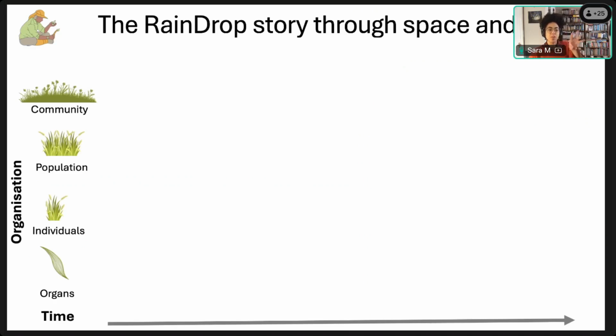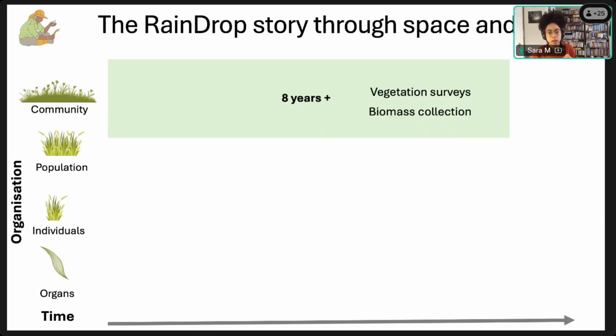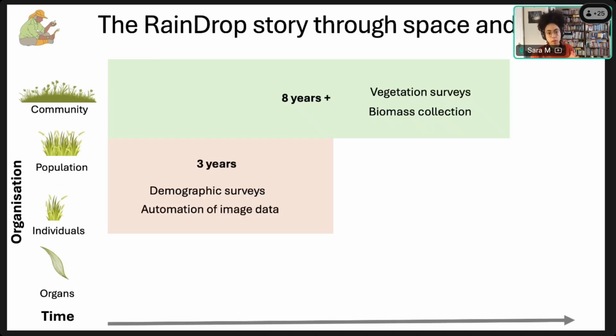I sort of describe this as the raindrop stories through space and time. So we're thinking about organisation from community level all the way to organs. We have the community project study, which is looking at species composition and functioning over time, and that involved vegetation surveys and biomass collection. Then the demographic study, which was over 3 years, focused on a particular dominant grass species. And then a trait study, which was for 1 year.